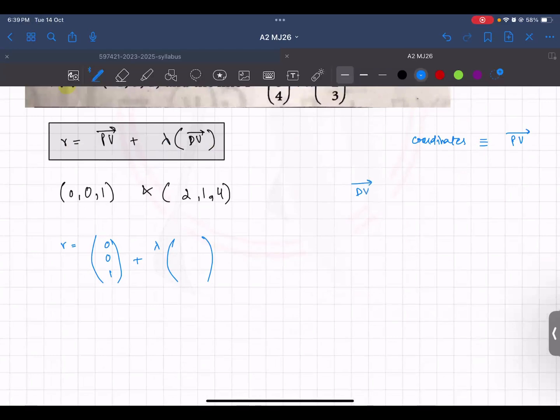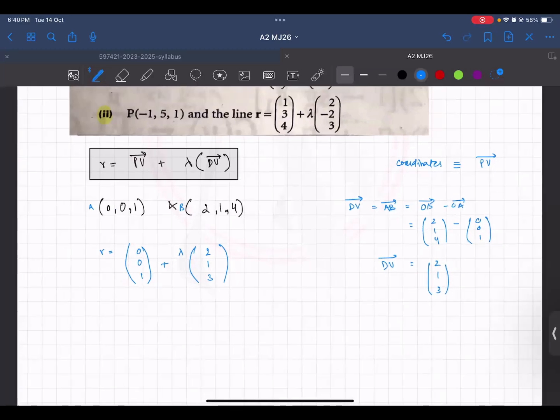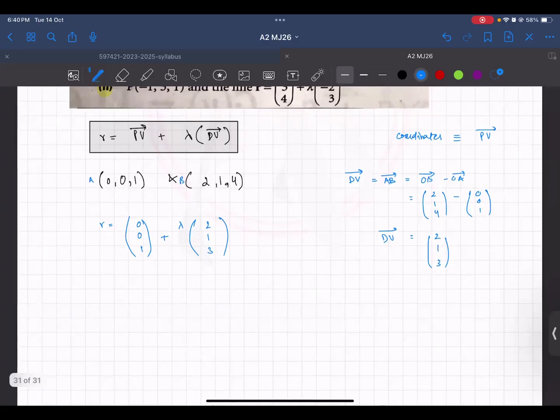Direction vector is simply, let's suppose this is point A, this is point B. If you find the vector AB, it will be equal to OB minus OA. So OB is 2, 1, 4 minus OA 0, 0, 1, and simplify. So 2, 1, 3. This is your direction vector. That's it. For the equation of a 3D line, you need any two points. You find the direction vector, you already have the position vector, and this is it.